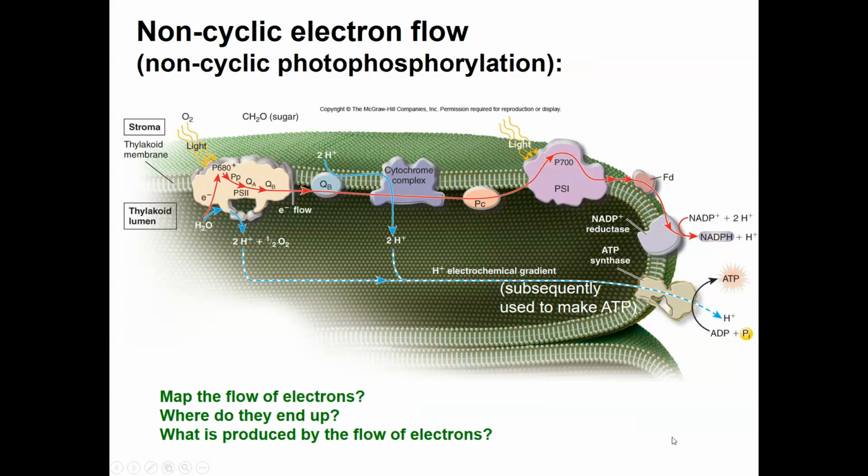So you should be able at this point to map the flow of the electrons, which is really being able to describe what's happening by following the red arrow. Where do those electrons end up, and what is produced as a result of the flow of those electrons in non-cyclic or linear electron flow?